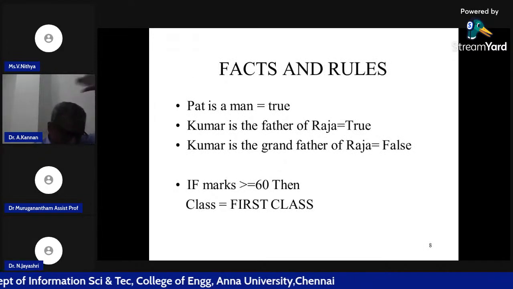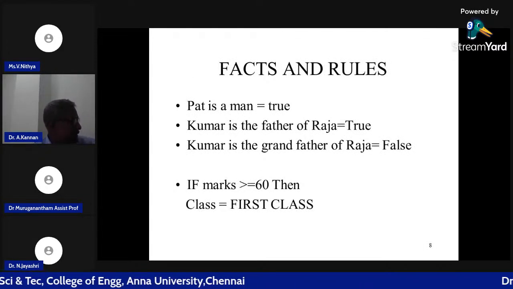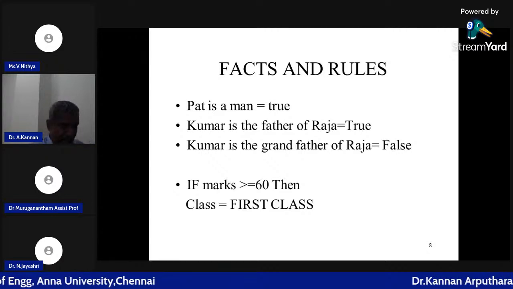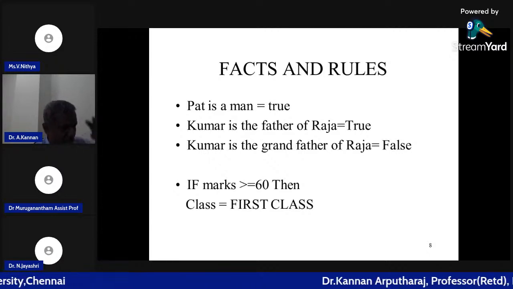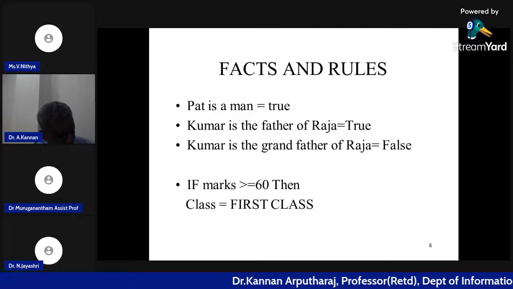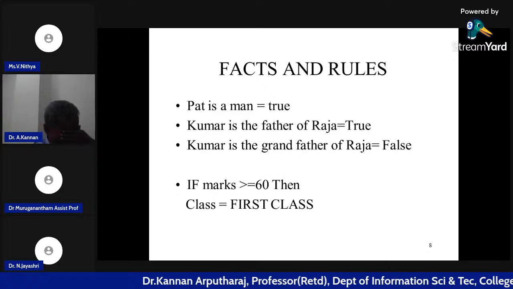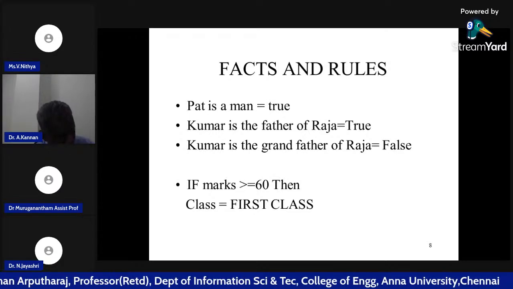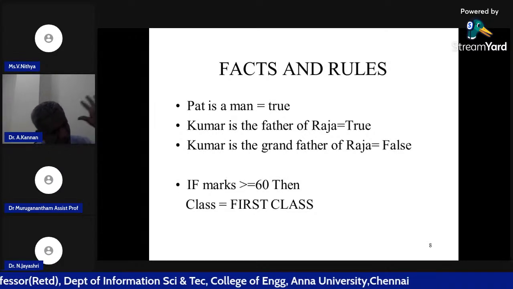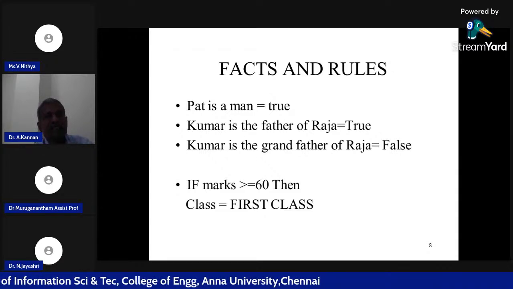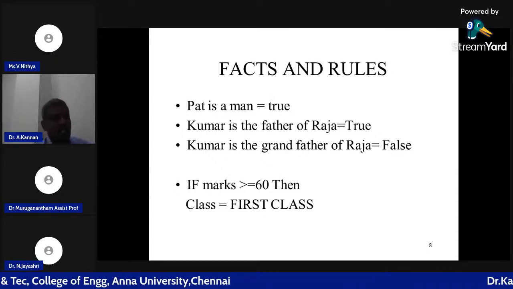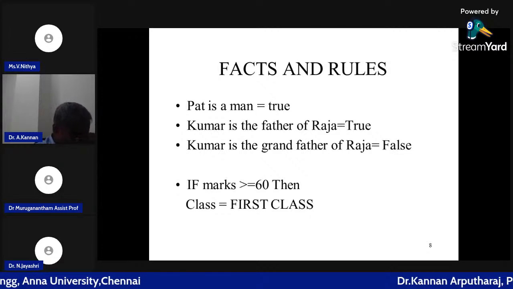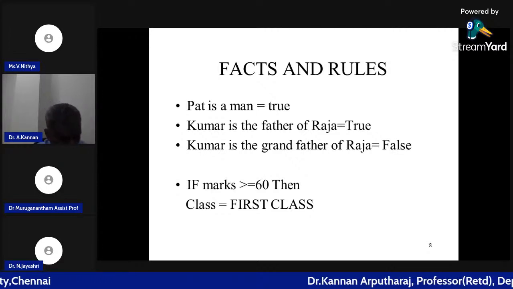But the fundamental thing in artificial intelligence is that any component of AI, whether it is natural language processing or image processing or robotics or just a classification problem or clustering problem, anything in AI will be dealing with facts and rules. Facts are anything for which we can assign a truth value of true or false.